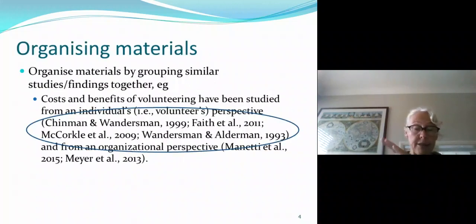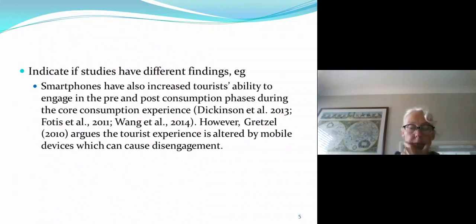And going back to that, in itself is a bit of critical analysis, because you've grouped them together. You've shown that there's 2 different perspectives, and you've grouped the studies by those perspectives. And then you can indicate if studies have different findings. So here, this was some work we did on disconnection, actually, at a campsite, where people were turning off their smartphones while they were on holiday.